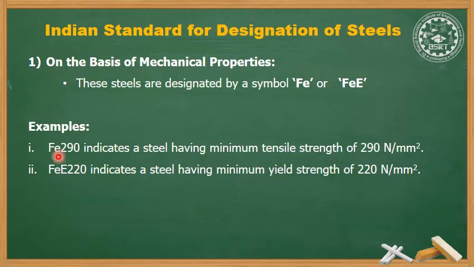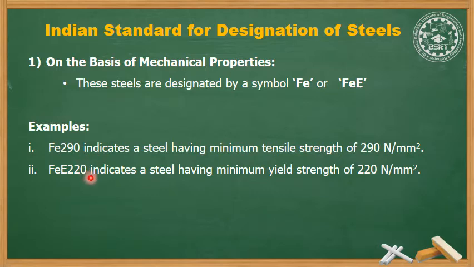In the first example, we have only Fe. When a steel is designated with only Fe, it means it is related to tensile strength. And when it is designated with Fe and a capital E, this capital E stands for yield strength. Okay, so this is the difference between these two designations.